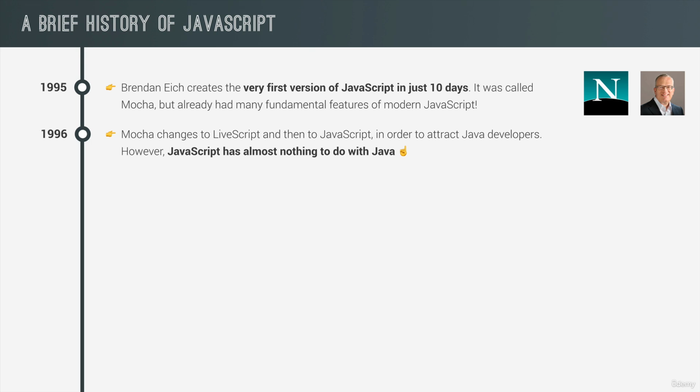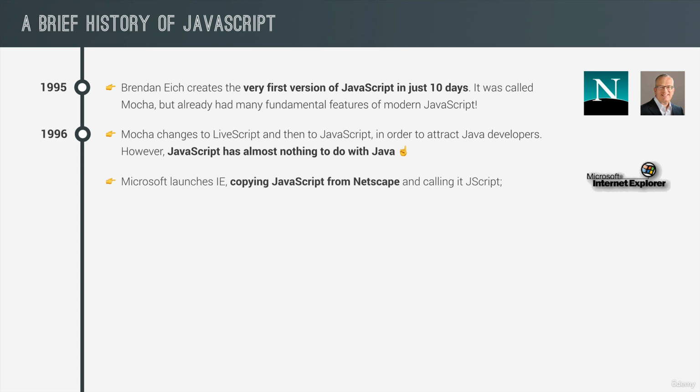Also in 1996, Microsoft launched Internet Explorer, which basically copied JavaScript from Netscape. But they called it JScript for legal reasons, because you cannot just go around and copy other people's programming languages. What this means is that we now had two very similar but competing languages, which of course is never a good idea in the long run.